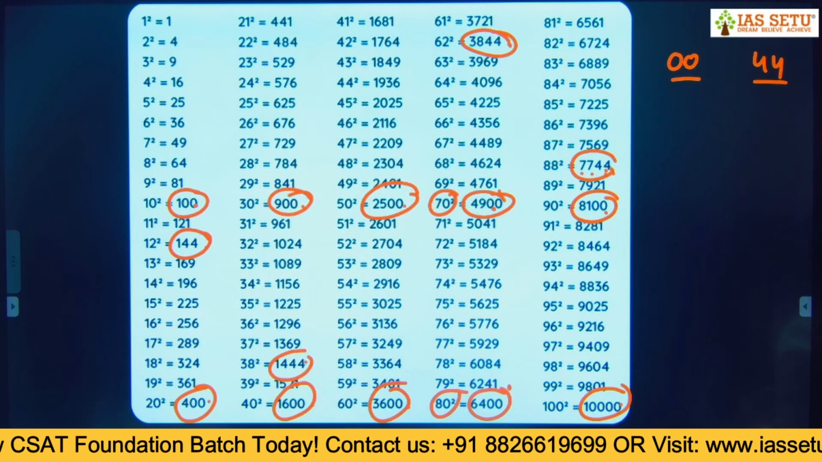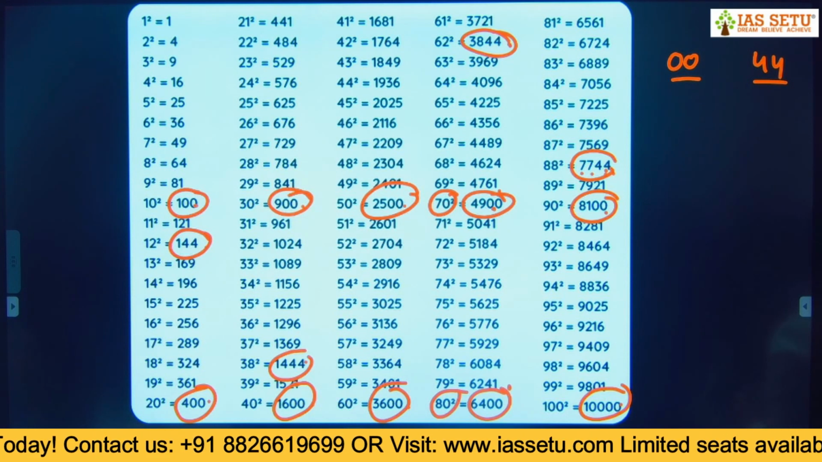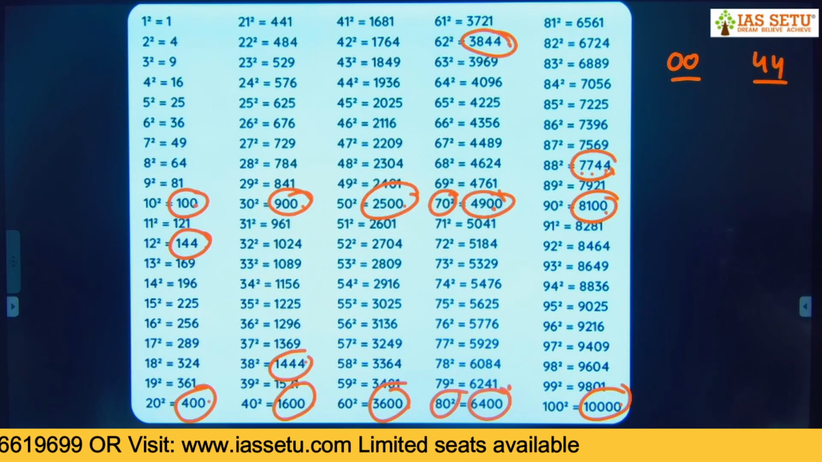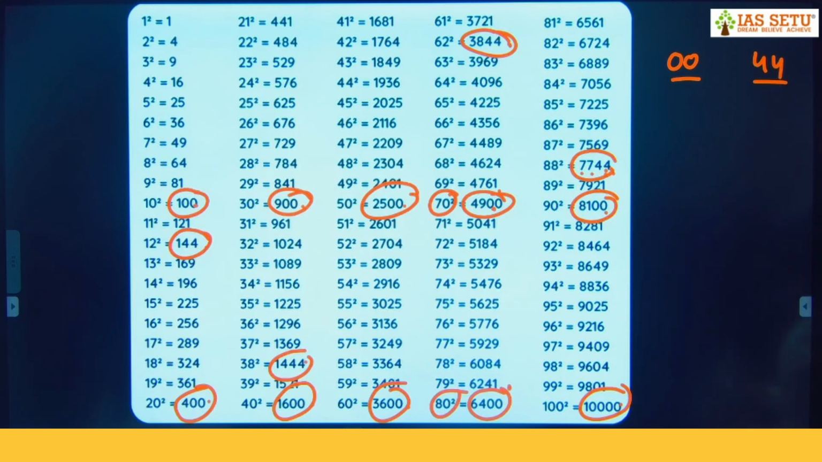What are these numbers? Like 100, 144, 400, 900, 1444, 1600, 2500. These are the numbers which I highlighted with the orange color marker. But in exam you will not have table so that you can refer. It will not be open book competition. Okay, how to handle in exam I tell you.